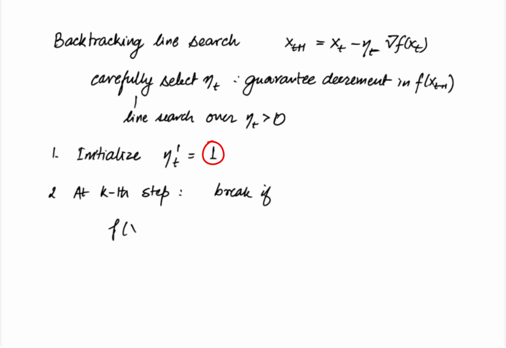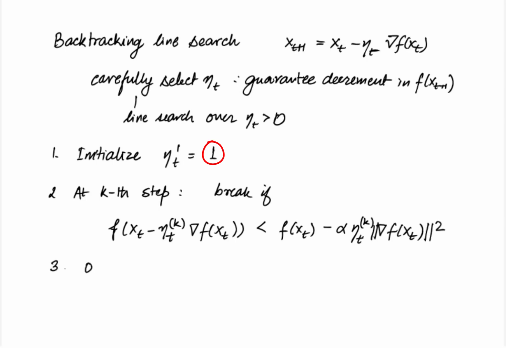So we will break if f of x_t minus eta_t^k times the gradient of f at x_t is less than f of x_t minus alpha times eta_t^k times the norm squared of the gradient of f at x_t. So if this condition is true, we will break. Otherwise, we will decrease eta_t as eta_t^(k+1) equal to beta times eta_t^k, where beta is some quantity that is less than 1. And continue.